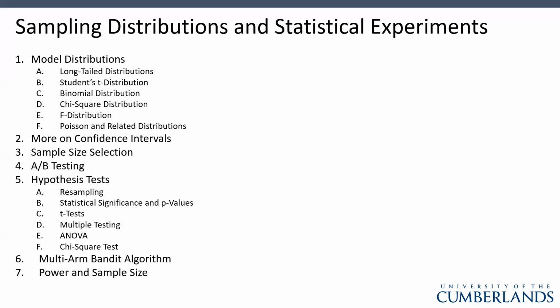This is week 3, and we will be discussing sampling distribution and statistical experiments. As you can see here, we have different models. The model distributions are long tail distribution, student T distribution, binomial distribution, chi-square distribution, F distribution, and Poisson and related distributions. There will be more on confidence intervals, sample size selection, A/B testing, hypothesis testing, multi-arm bandit algorithm, along with power and sample size.